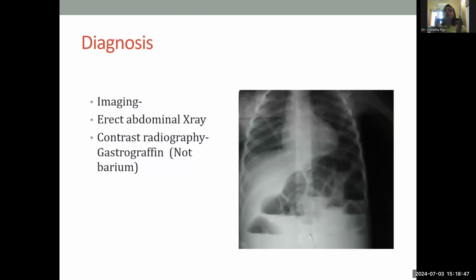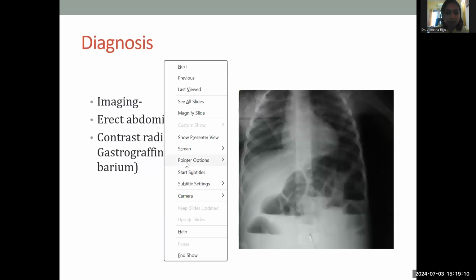So you could order an erect abdominal X-ray for a patient with a better performance status, or probably someone who is not towards the terminal phase, right? Terminal days rather. So the erect abdominal X-ray taken over here shows you multiple fluid levels, right? So multiple fluid levels. Let me see.